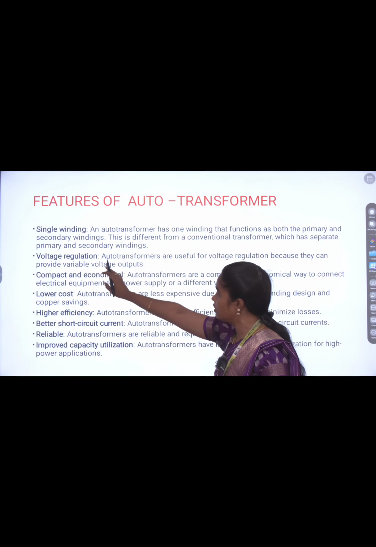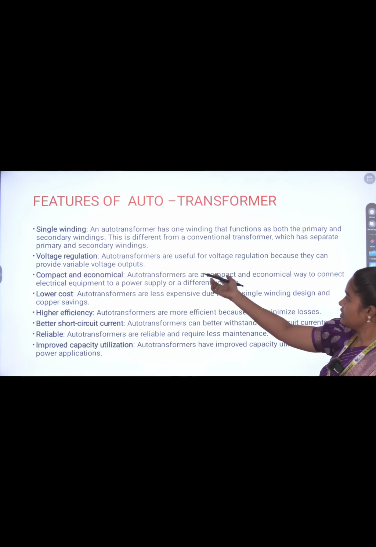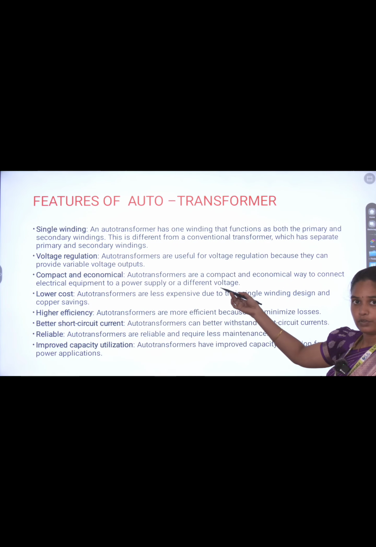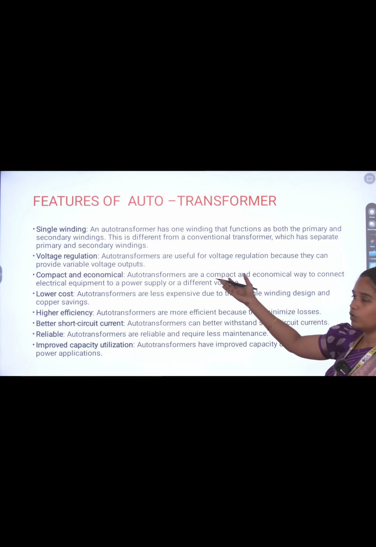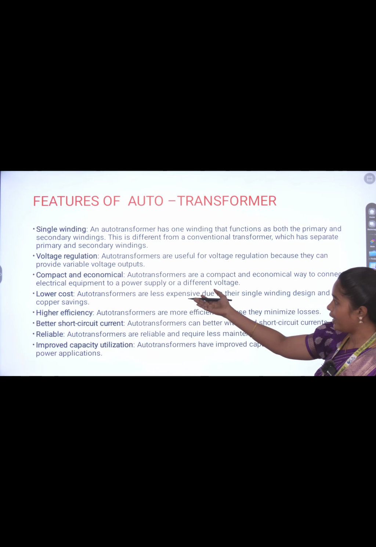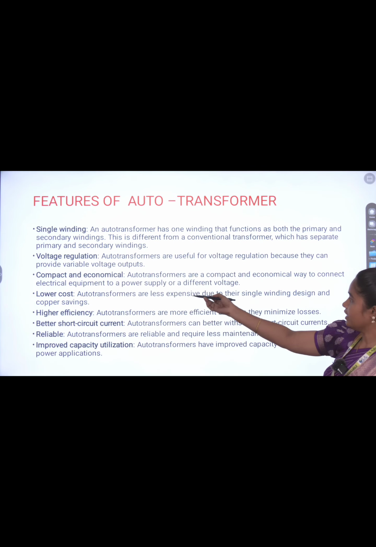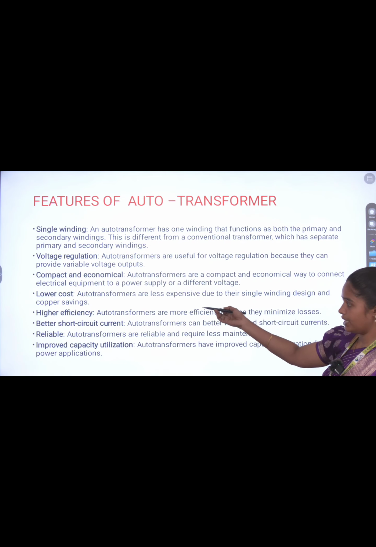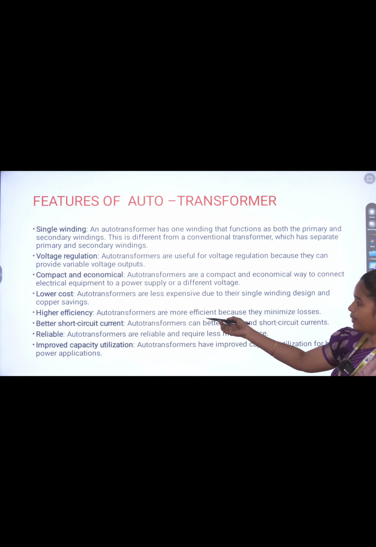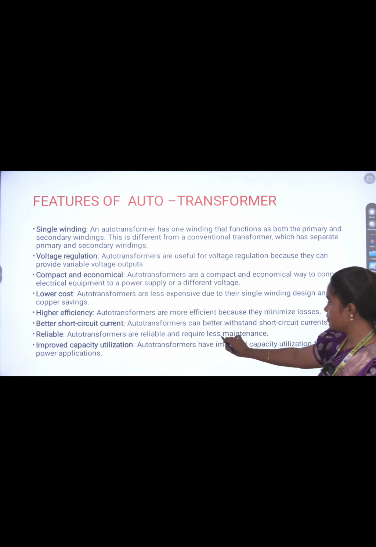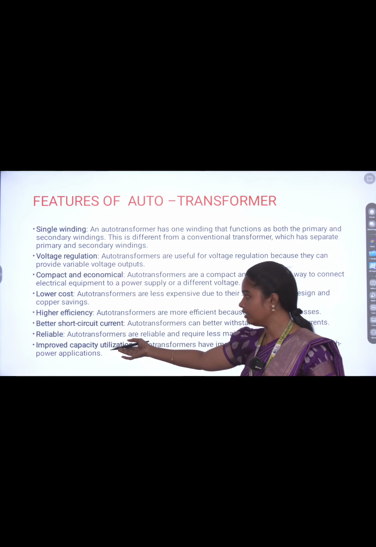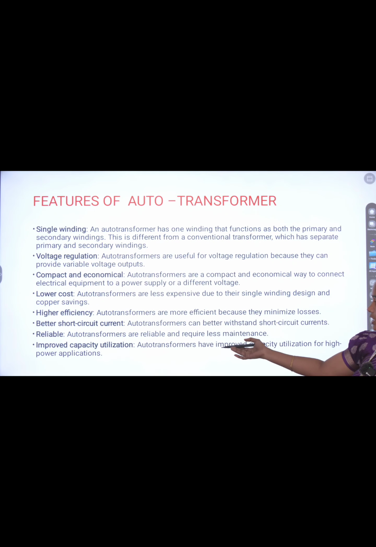And the second one is the voltage regulation. Voltage regulation means the auto transformer provides a variable output voltage. So compared to the conventional transformer, it has better voltage regulation and is more compact and economical because it provides different voltage supply. It is low cost, has better efficiency and better short circuit current. It needs less maintenance, so it is more reliable and has improved capacity utilization. The auto transformer has improved capacity utilization for high power applications.